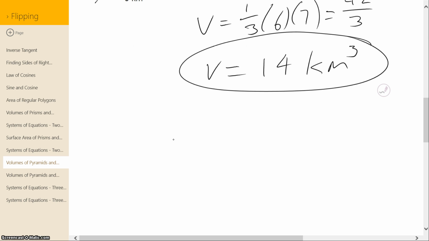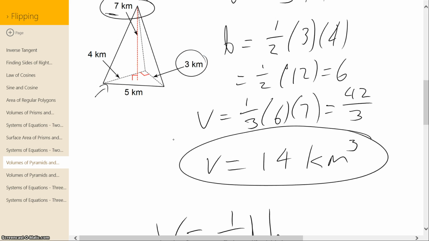This is your formula. Volume equals 1/3 base times height. You're going to find some interesting stuff out there that you will have to first determine the base for. Nothing should be too surprising. This is stuff we've looked at before.